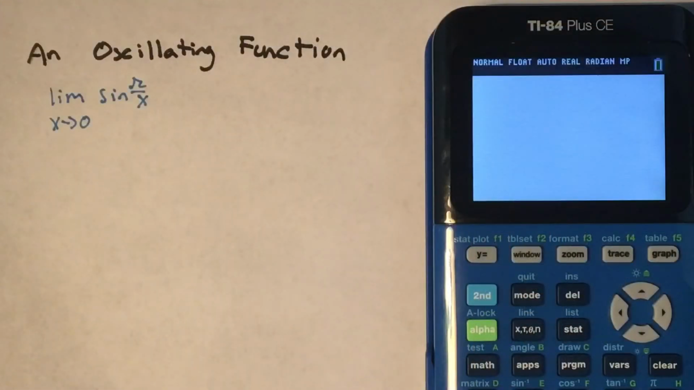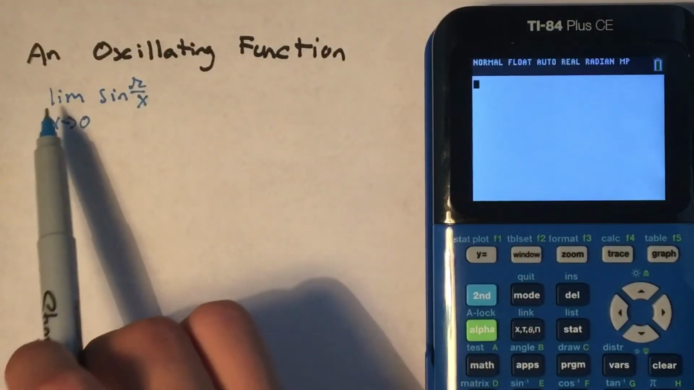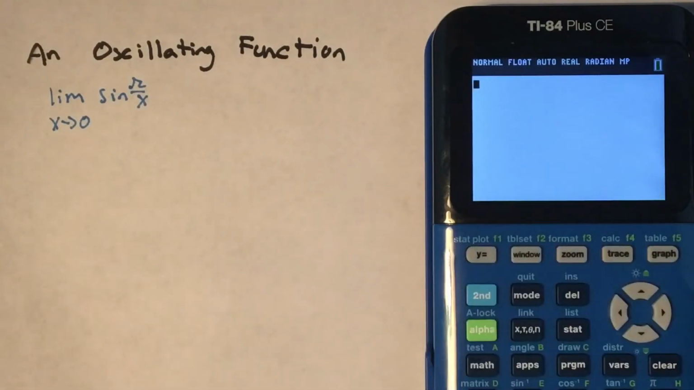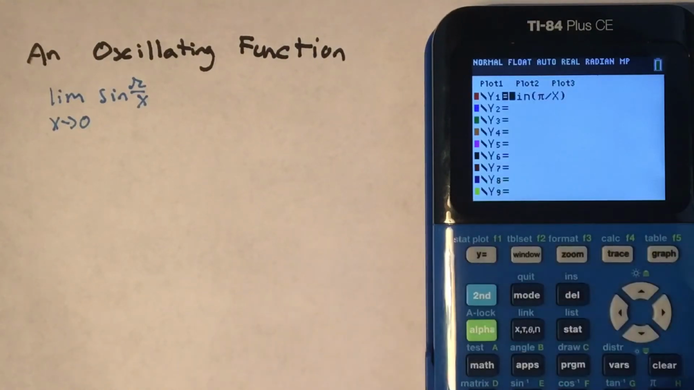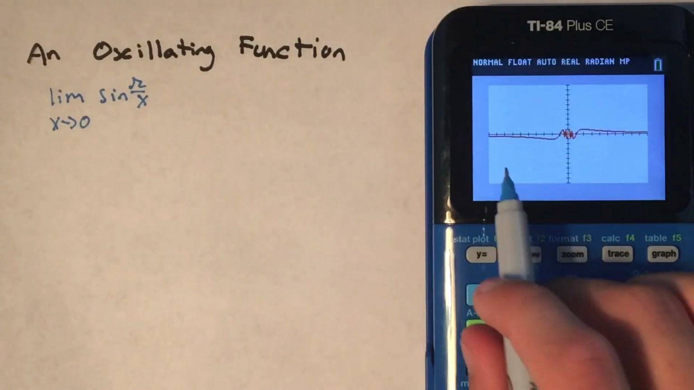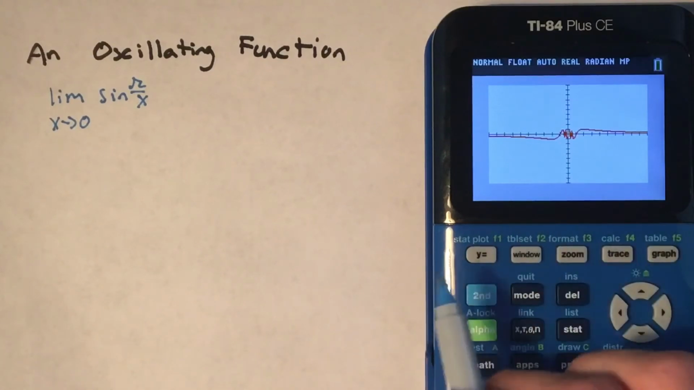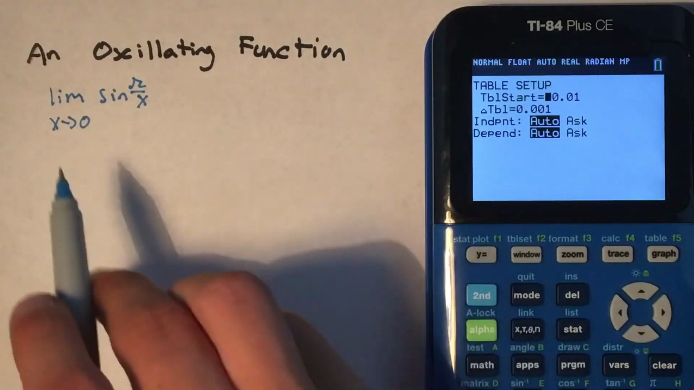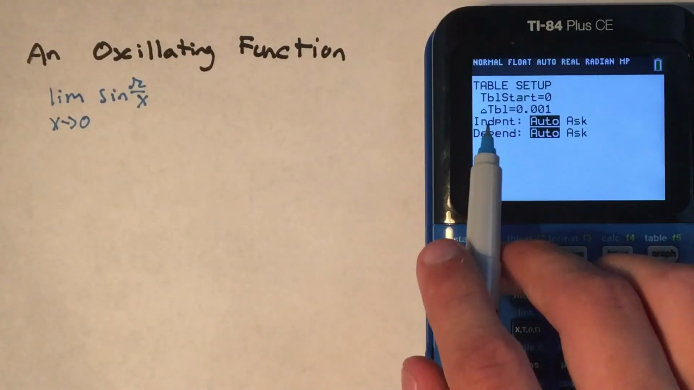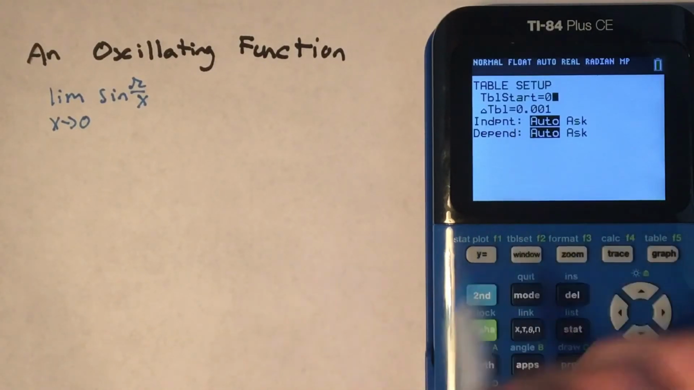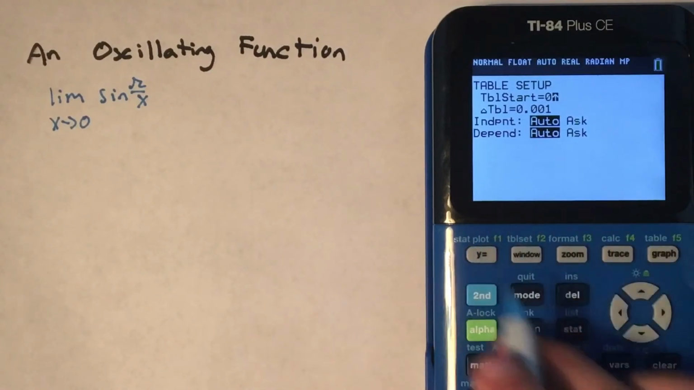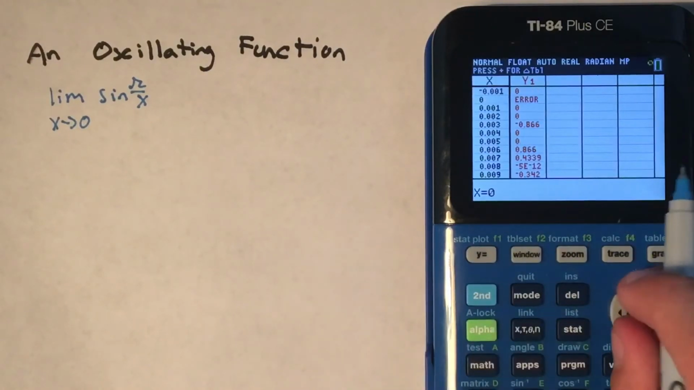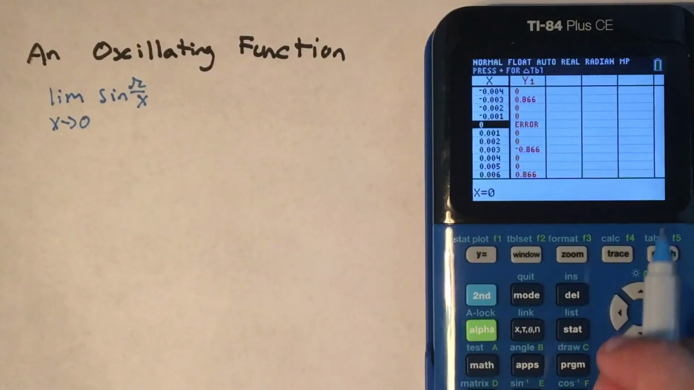An oscillating function. We need to find the limit as x approaches 0 for sine pi over x. So like we've done with all the other equations, come to y equals and plug your equation in. Then come to the graph, and you should get a graph that looks something like this. You want to come to the second window, have your table start at 0, that is the constant. Then have your table step be a small number such as 0.001. From here we can come to the second graph table. We can look at our table from here. Move up a little bit and move down.